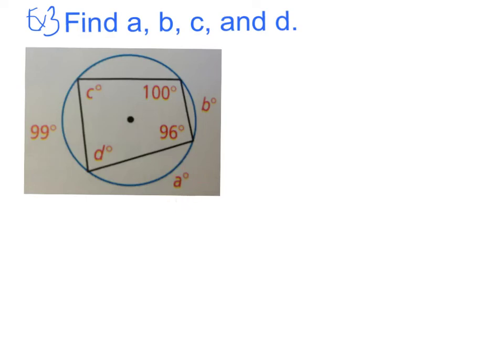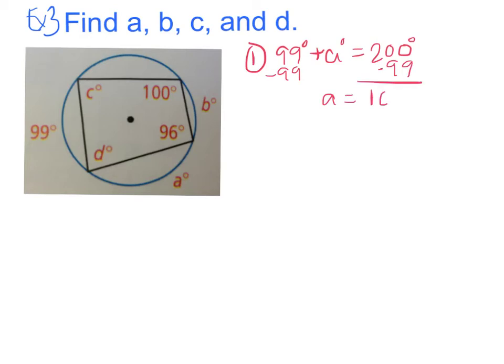So that's where I'm going to start. 99 degrees plus A degrees should equal 200 degrees. So if I subtract 99 from both sides, I can find what A is. And you should get 101 degrees for angle A. So right off the bat now, I can say that that is 101 degrees. Now I'm going to clear my screen. So now my given information is that this is 101 degrees.